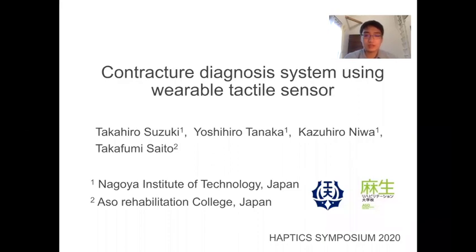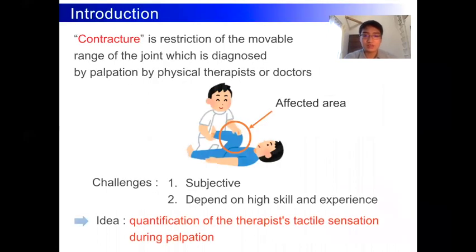I'm Takahiro Suzuki. I would like to present our palpation system with wearable tactile sensor. Contracture is restriction of the movable range of the joint, which is diagnosed by palpation by physical therapists or doctors.